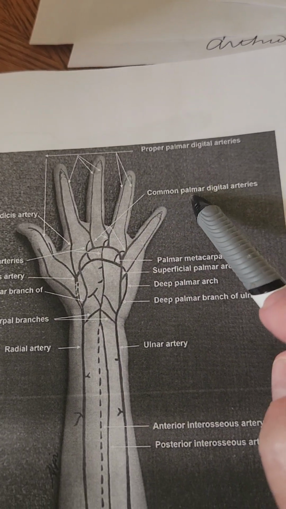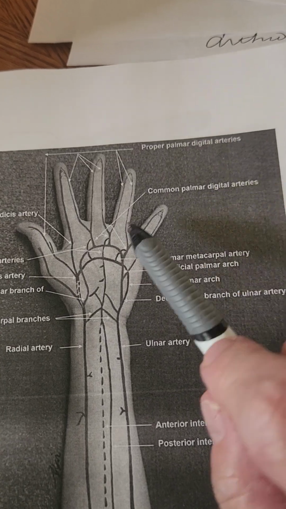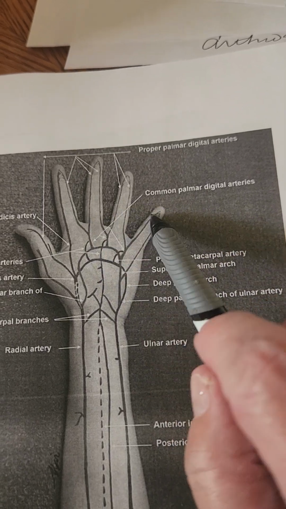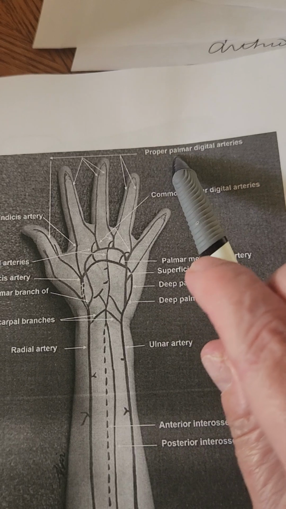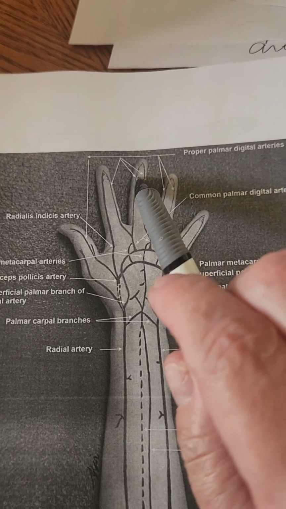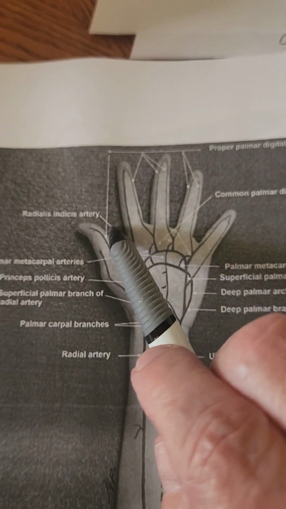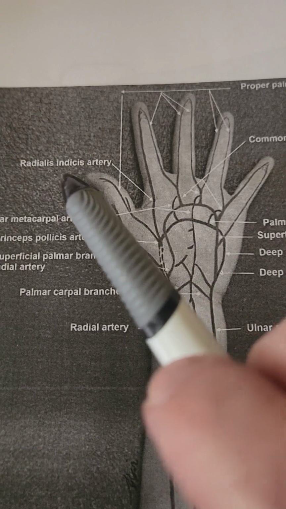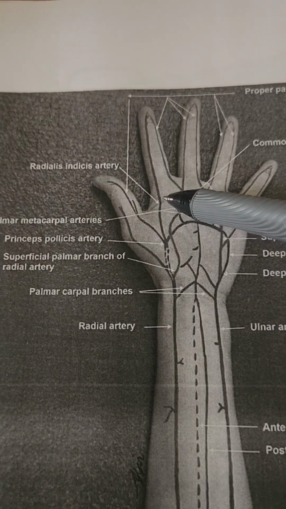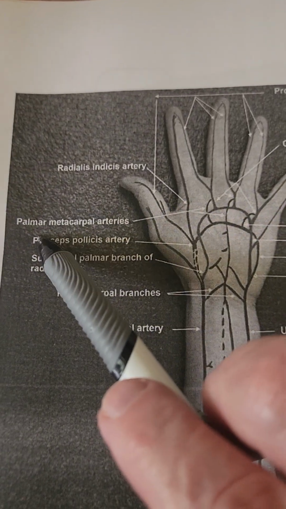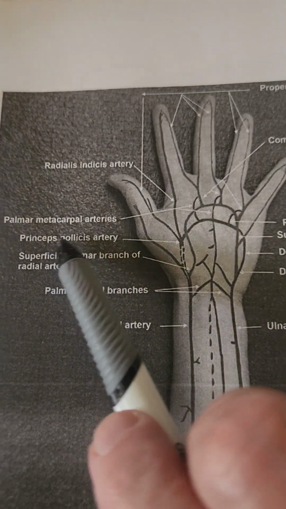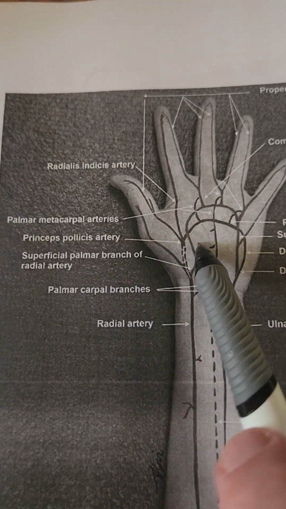So common palmar digital arteries, digits, anything digits, digital means the fingers. Proper palmar digital arteries, here, there, there, and there. On the radial side now, radialis indicis artery, here. Palmar metacarpal arteries. Princeps pollicis artery.